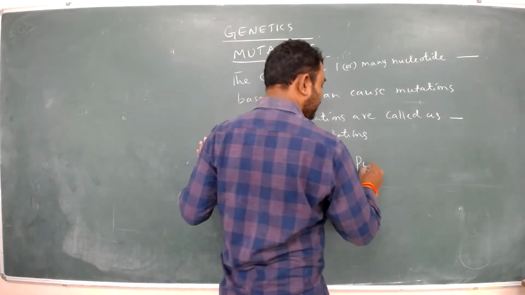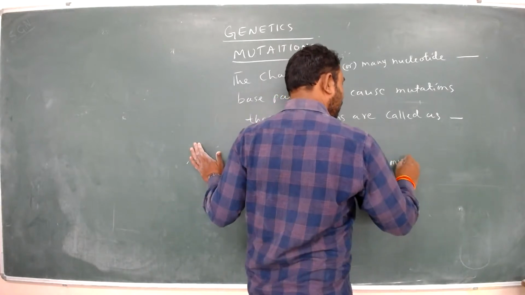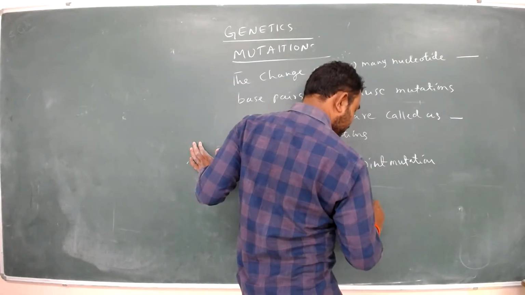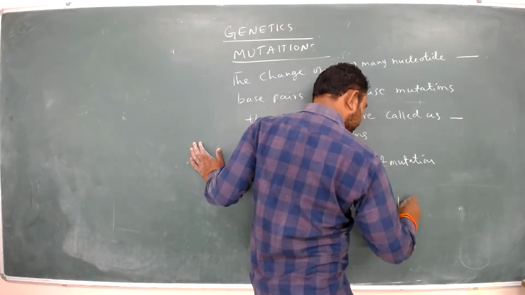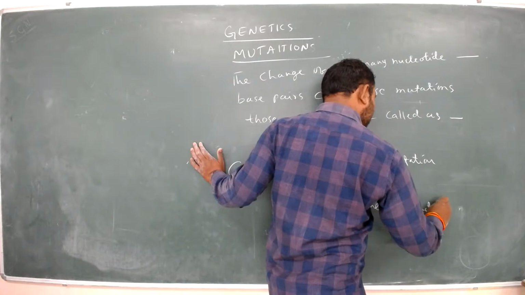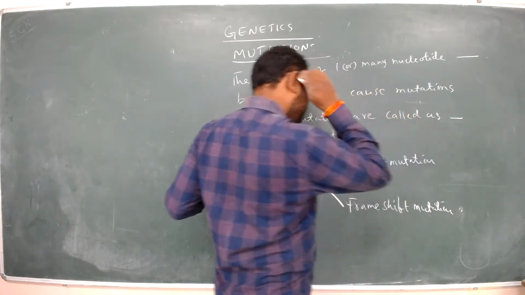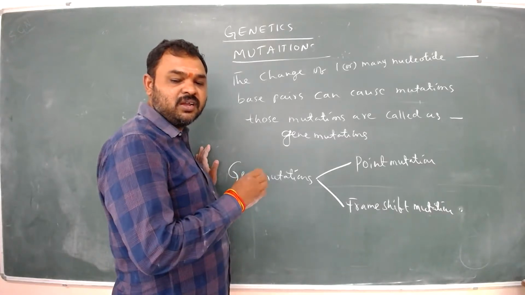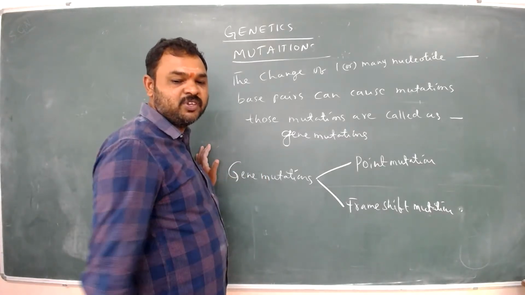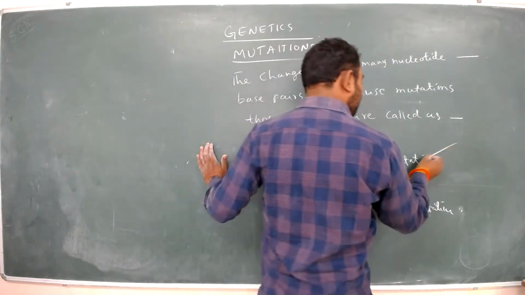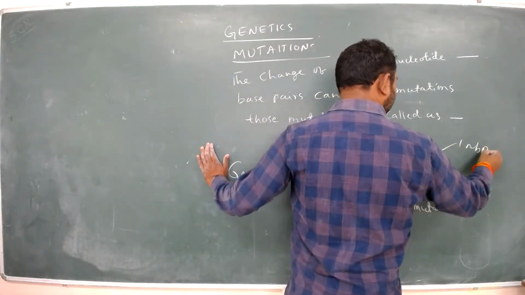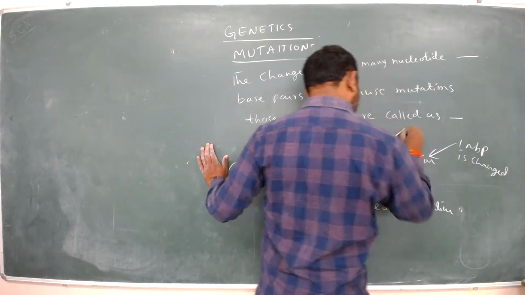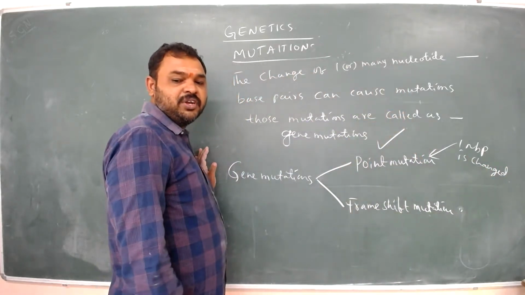What is meant by point mutation? Point mutation is nothing but the changing of a single nucleotide base pair. One nucleotide base pair is changed and causes mutation. Such mutations are called point mutations.